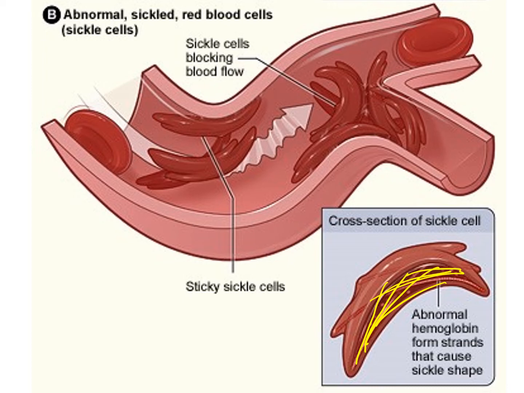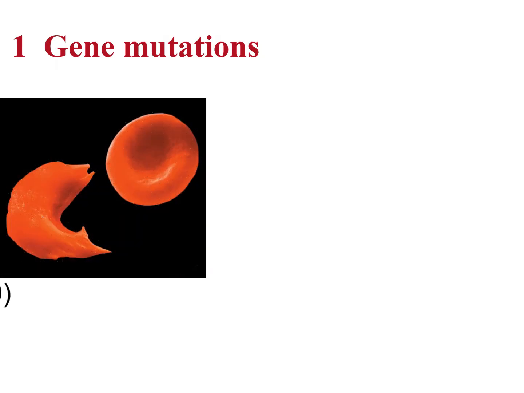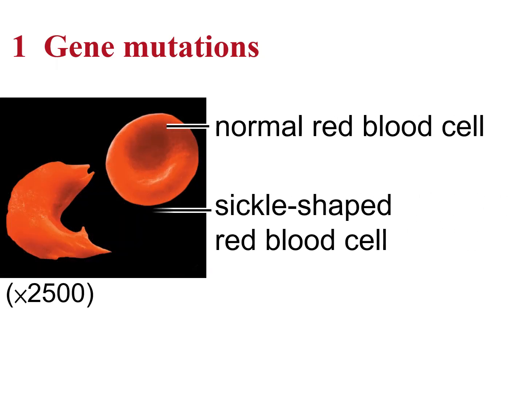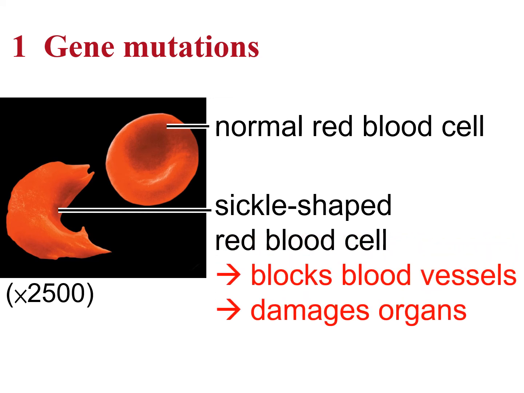A healthy normal red blood cell should be biconcave disc shape. However, after the base substitution gene mutation, now the red blood cells become sickle shape. This sickle-shaped red blood cell is going to block the blood vessels and damage organs because you cut off the blood supply.